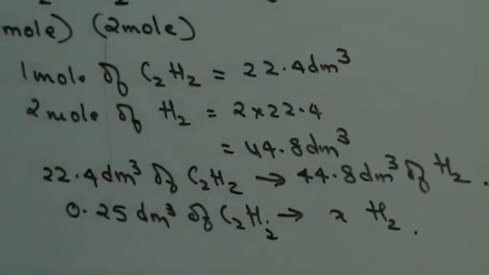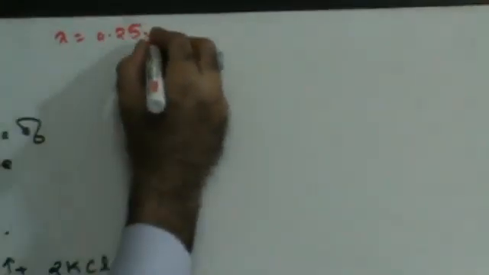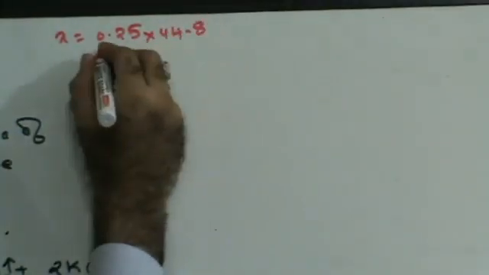So your answer is going to be x is equal to 0.25 into 44.8 divided by 22.4. Multiply that, you should get the answer. I'm not doing that multiplication; at least this much you can do on your own. Take down the next one, please.